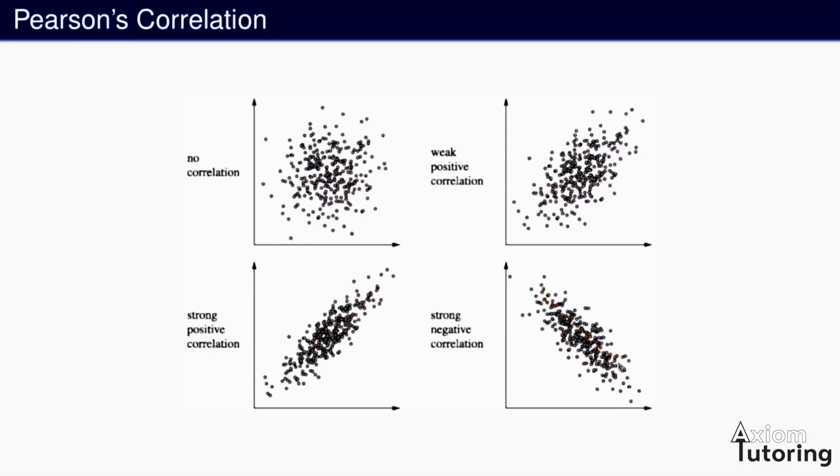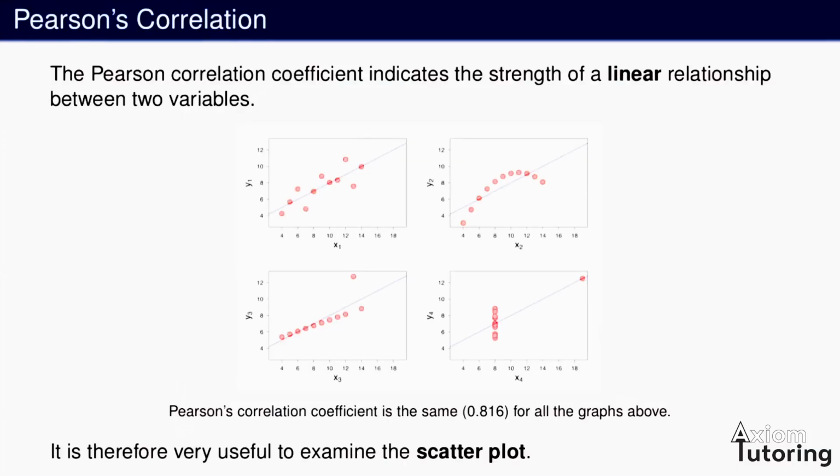Now, Pearson's correlation is not going to solve all of our problems either, because one thing to remember is that it only tells us the strength of a linear relationship between two variables. Here I've shown you different scatter plots with different types of relationship between the variables. And the Pearson correlation coefficient is the same, 0.816, for all the graphs above. As you can tell, we have extremely different relationships between x and y in all four graphs.